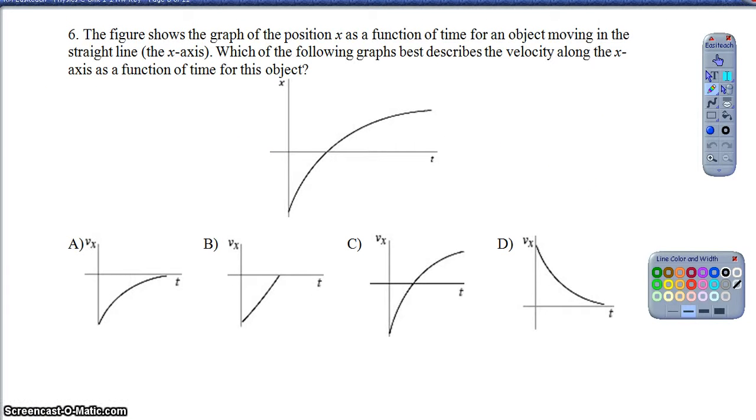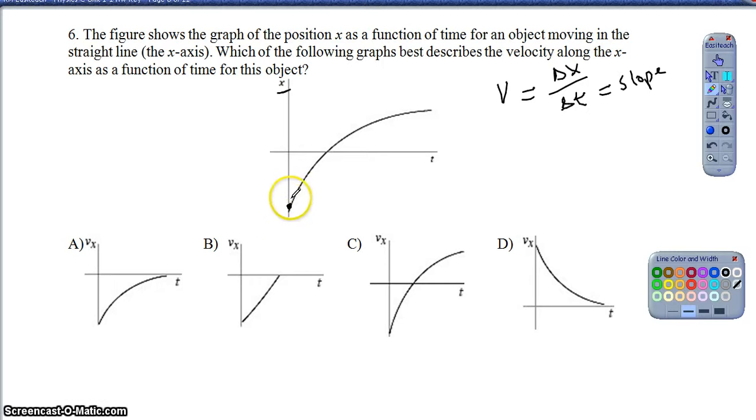Question 6 here is a pretty basic conversion from position versus time to velocity versus time based on their graphs, right? So the figure gives us a position versus time, and they ask which of these best describes the velocity versus time. Well, to interpret the velocity, we looked at this in the last problem. If I want to find the velocity from a position versus time graph, all I have to really identify is the fact that velocity equals a change in position over a change in time, or in other words, is the slope of my graph.